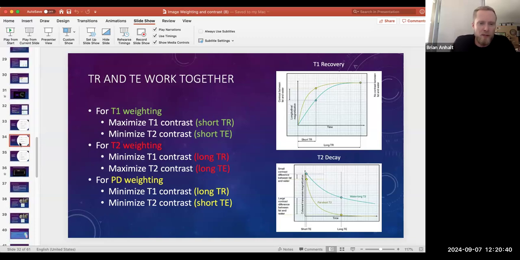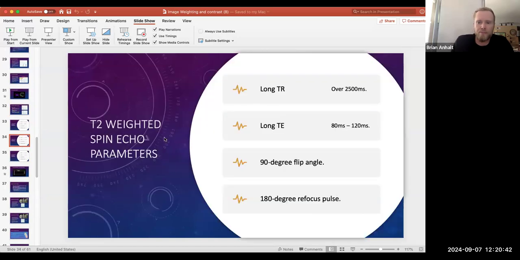There are going to be several questions about parameters and what kind of weighting is being achieved by each of these parameters.